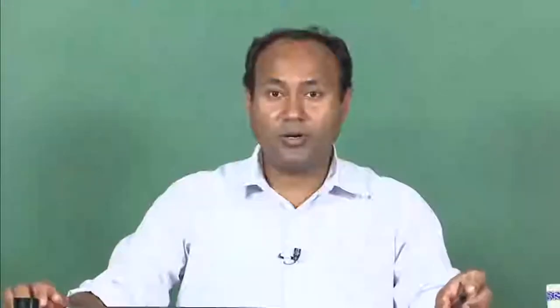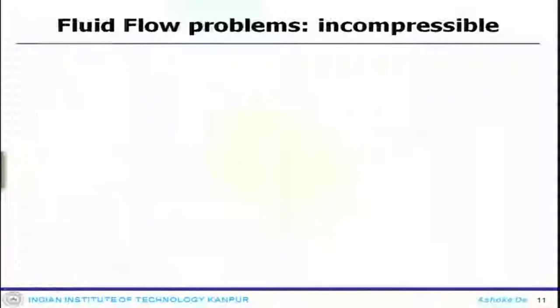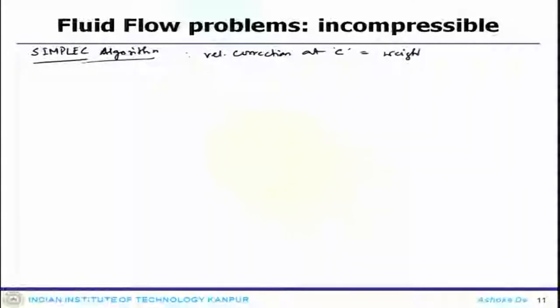So welcome back to the lecture series on finite volume, where we'll continue our discussion from the last lecture. PISO is kind of a combination of these two solvers. So what happened to the SIMPLEC algorithm? Again, as I said, this is a modified version of the SIMPLE algorithm, and it is derived by assuming the velocity correction at point C is some sort of a weighted average correction, taking care of some weighted average corrections of the neighboring elements.